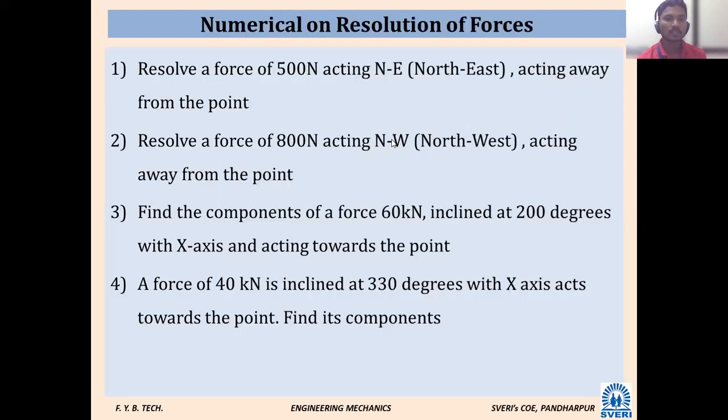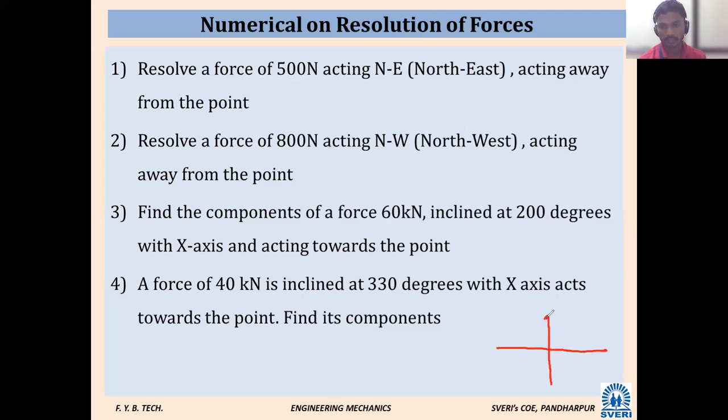Okay, so let us do resolution. In that we are going to do resolution. Yesterday we saw these principal directions. Principal means important or main, M-A-I-N, main.